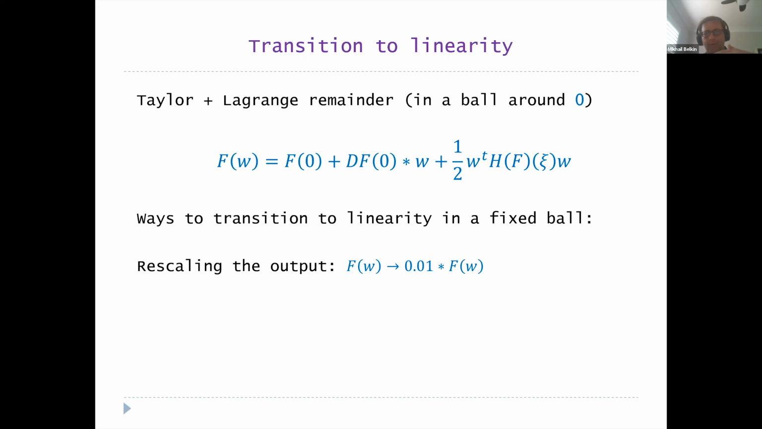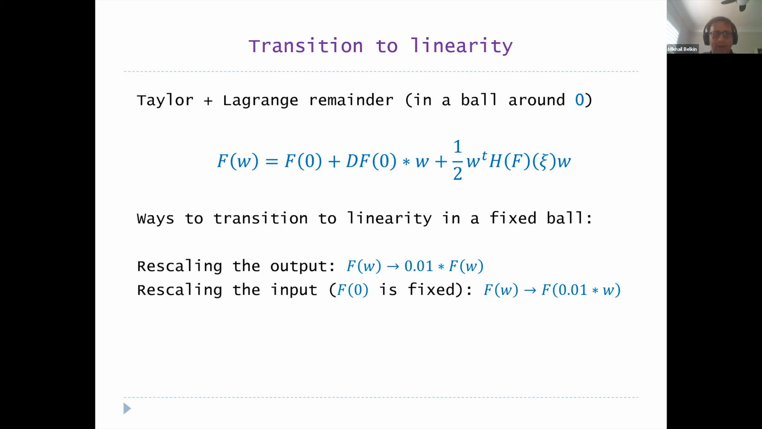One way, if you have a function like that, you can simply rescale the function. Instead of f of w, you can multiply by some small number, say 0.01. Now it's actually closer to linear. Well, it's close to 0. So that's one way. The other way, you can rescale the input. Instead of f of w, you multiply the argument by some small number. Imagine it's like a rubber plane, right? You extend this rubber and make everything flatter. These are not interesting transitions to linearity.